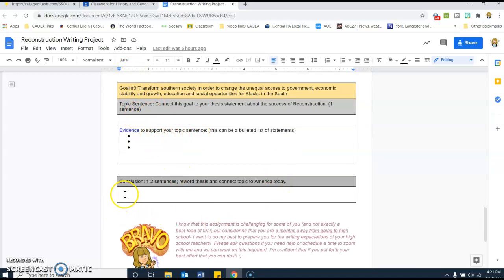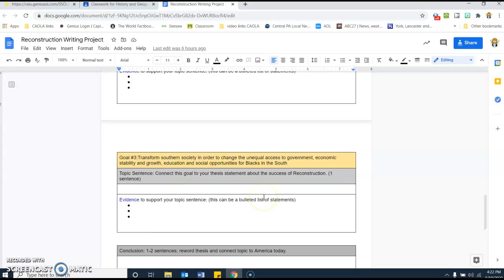And then here, we're going to do a short conclusion, 1 or 2 sentences. Go back to your thesis, reword it, and maybe make a connection to something that you found from Reconstruction that might apply to today. Whether or not it's been successful all the way until 2021, or how you think it may have impacted history beyond the time period of the Reconstruction. So that's going here. So this is what you're going to work on.